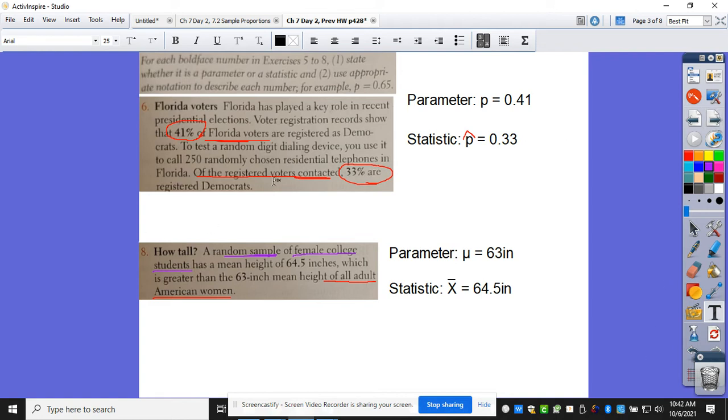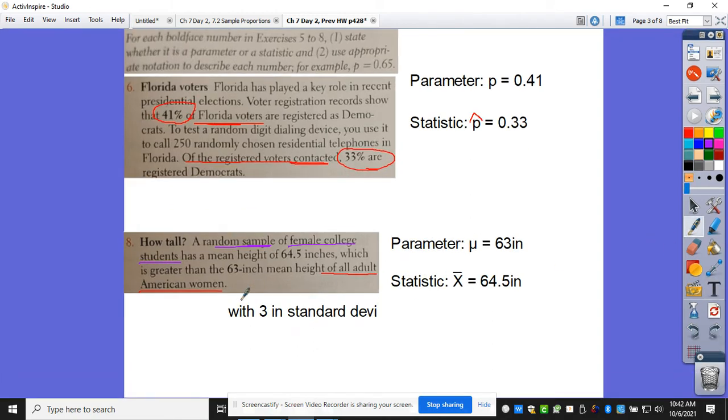So remember, I've already told you I'm going to ask questions on the test that look like this. What's the population? What's the sample? What's the parameter? What's the statistic? This is a good example of one that could have had multiples. So it would have been something like: is greater than the 63-inch mean with 3-inch standard deviation. And I put that in right there. Then I would add a second one here, which would be what? Sigma equals 3 inches. So I can have multiples like that, especially in a situation where it's mean and standard deviation, because those kind of go together.